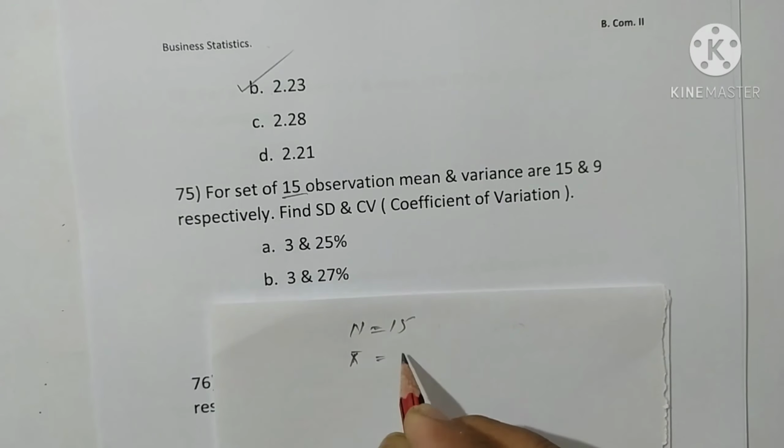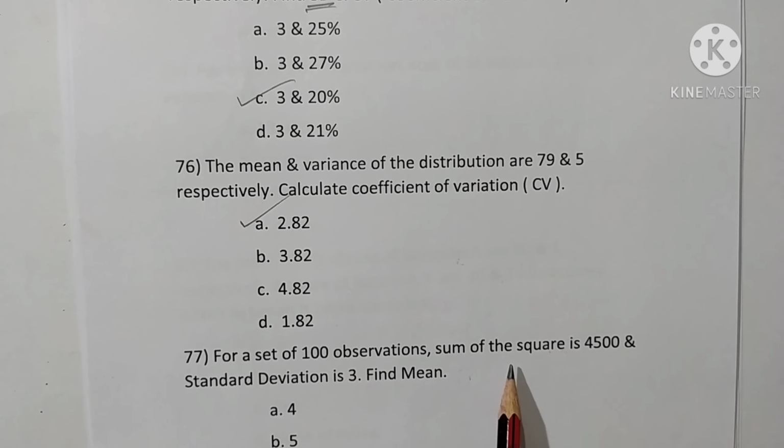For a set of 100 observations, the sum of the squares is 4500. The standard deviation is 3. Find the mean value. Now see, the SD formula is square root of summation x square upon n minus bracket summation x upon n square. Putting the values, SD 3, summation x square 4500 upon number of items 100 minus bracket summation x upon n square. The value is not given. We solve this one.